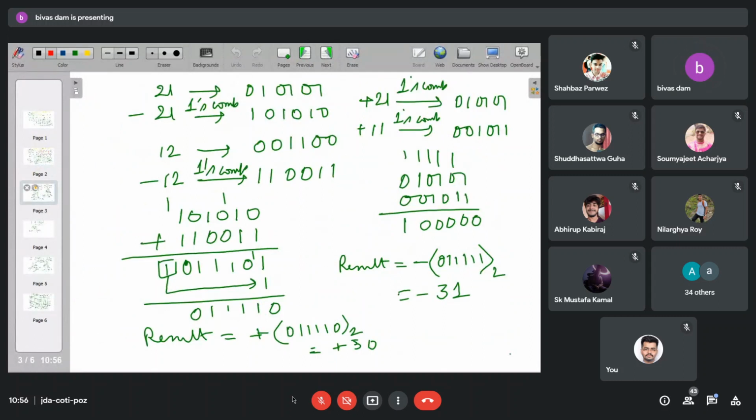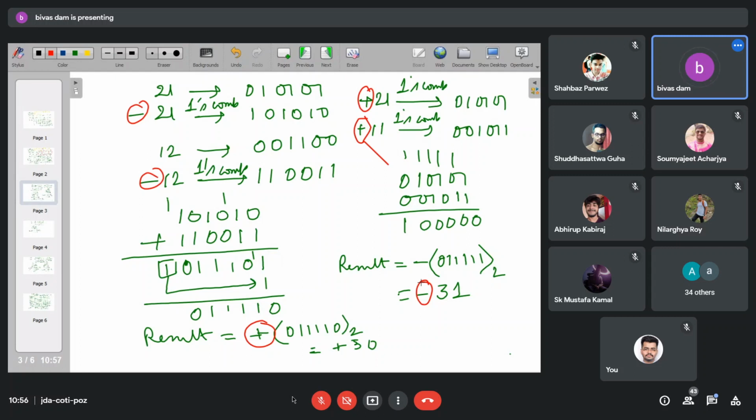Here, by adding two negative numbers, you obtain one positive answer, a positive result. That gives you the indication that overflow has occurred. Similarly, by adding two positive numbers, if you get one negative answer, that will also give you the indication of overflow. So how to check whether the overflow has occurred or not?